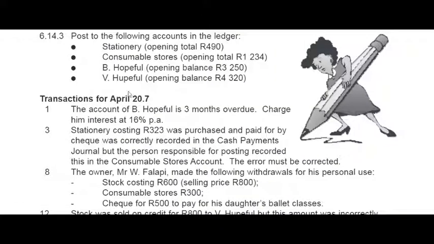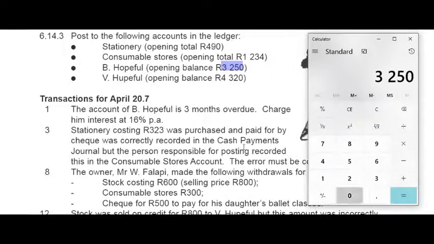The first transaction was on the 1st of April 2007. It said, Be Hopeful is 3 months overdue, charge him interest at 16% per annum, and your opening balance was actually given to you there. So first thing that you need to do is calculate that interest by saying 3,250 multiplied by the interest rate, which was 16%, multiplied by the time period, which was 3 months. Gives you an interest of 130 Rand.